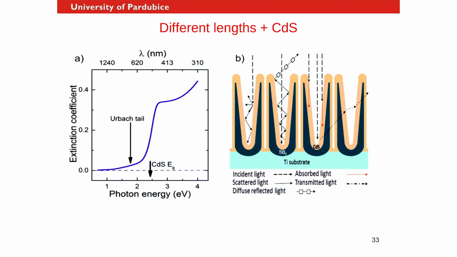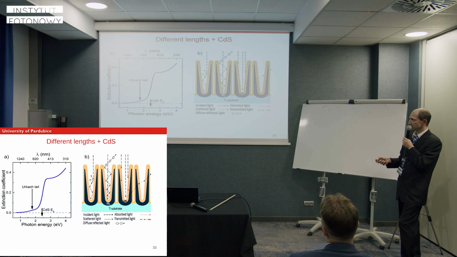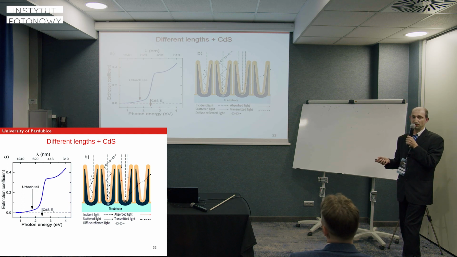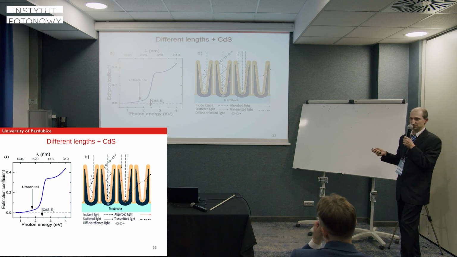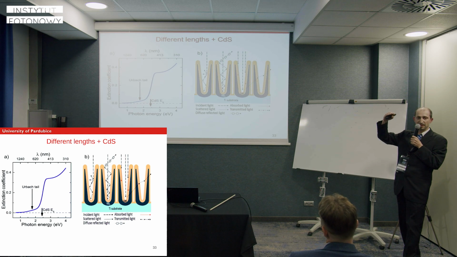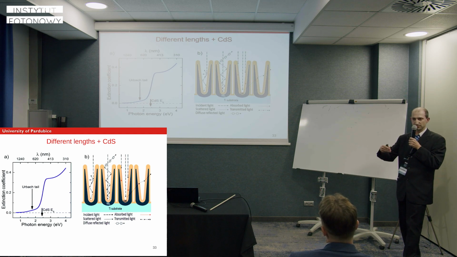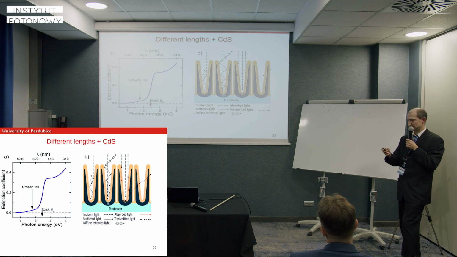There is an extinction coefficient of the cadmium sulfide. Here should be a band gap, but here we have absorption tails. And if you deposit material with absorption tails on a nanostructured material, which has a significant length, then you can promote the absorption of those absorption tails. So that's the reason why we have very nice absorption until 750 nanometers.